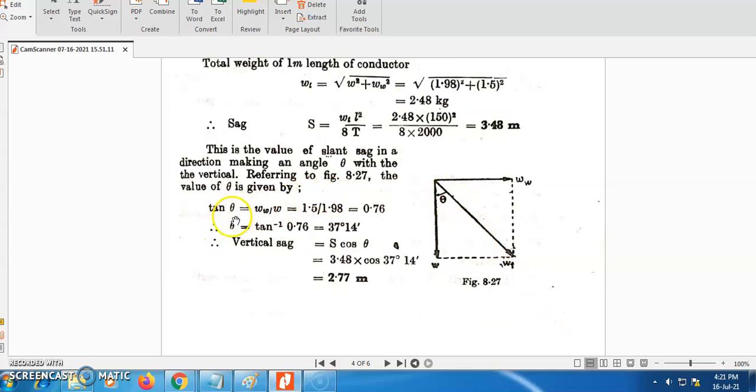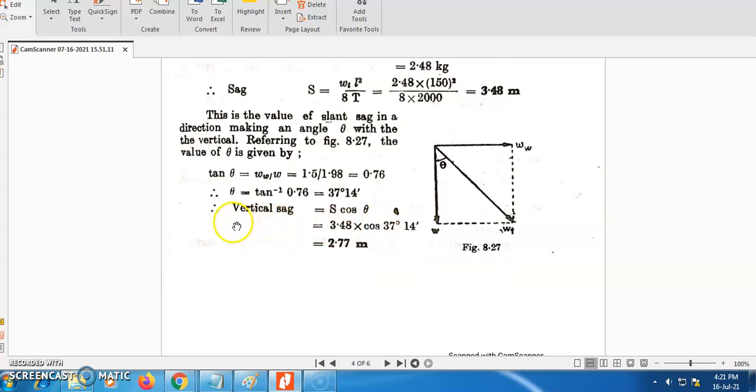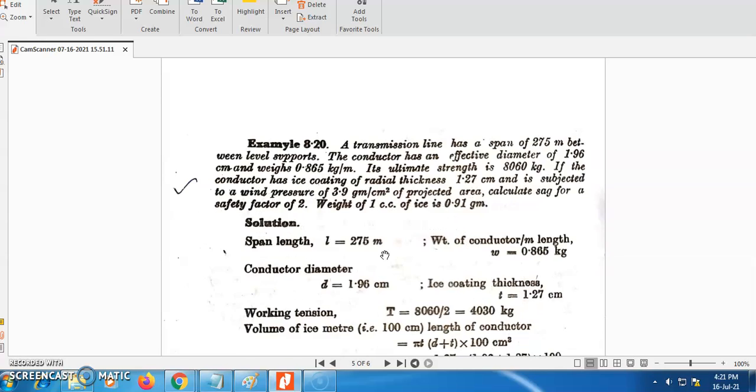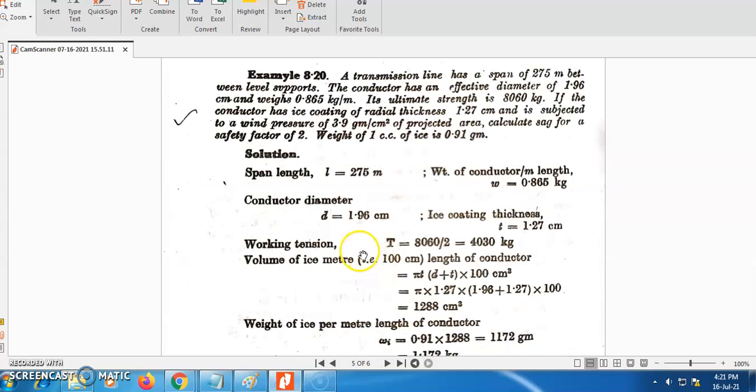Tan theta is equal to opposite by adjacent side, Ww divided by W, which gives 0.76. Theta is equal to 37.14 degrees. So now the vertical sag is S into cos theta. So this 3.48 multiplied by cos theta is 2.77 meters. So this is one more example to understand the sag.